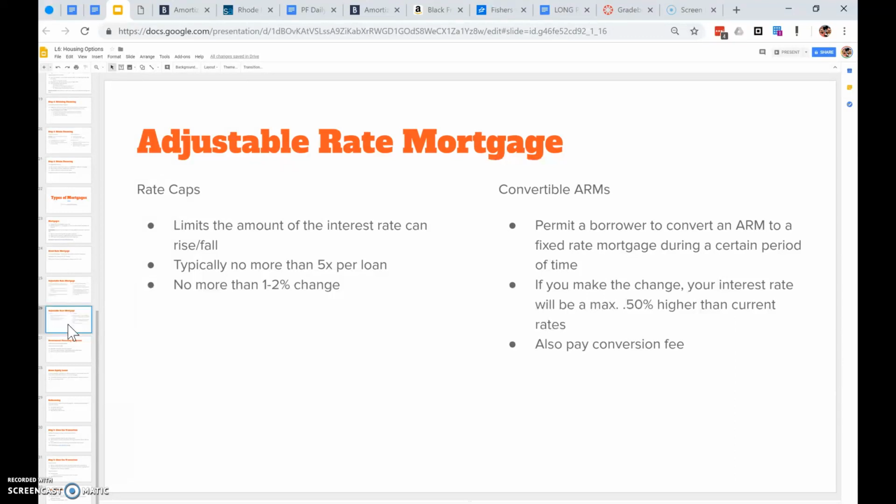You also can do what's called a convertible adjustable rate mortgage. It permits the buyer to convert or change their adjustable rate mortgage to a fixed rate. If you decide to make the change, your interest rate typically goes up, and it's typically higher than the current rate for the conventional mortgage. You also have to pay, obviously, conversion fees, so that's not something that you would want to intend on doing.